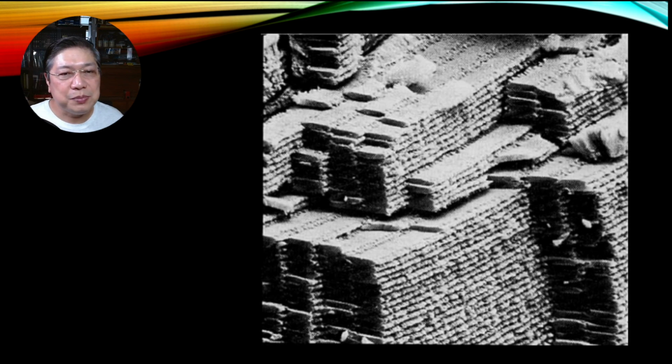Now, this is a picture of an electron micrograph of the fibers. You notice how they are laid down very uniformly, very evenly. That is the reason, or one of the reasons, why it is transparent.